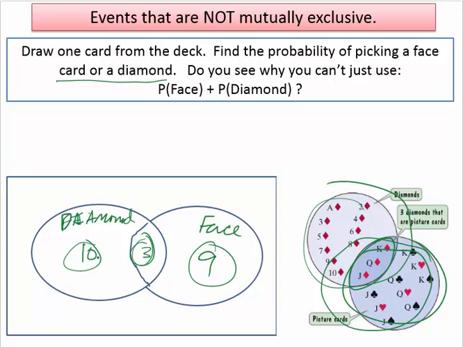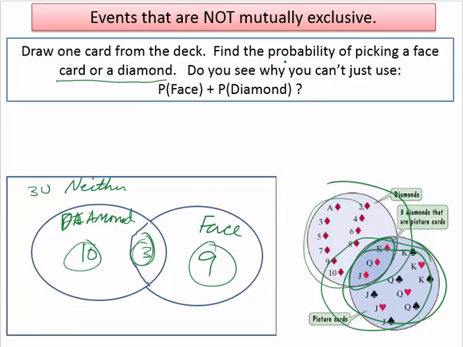Now, if you add those up, 10 plus 3 is 13 plus 9 is 22, right? That means there's 30 cards left out here that are neither. They're not diamonds or face cards. And that takes care of the entire deck of cards.